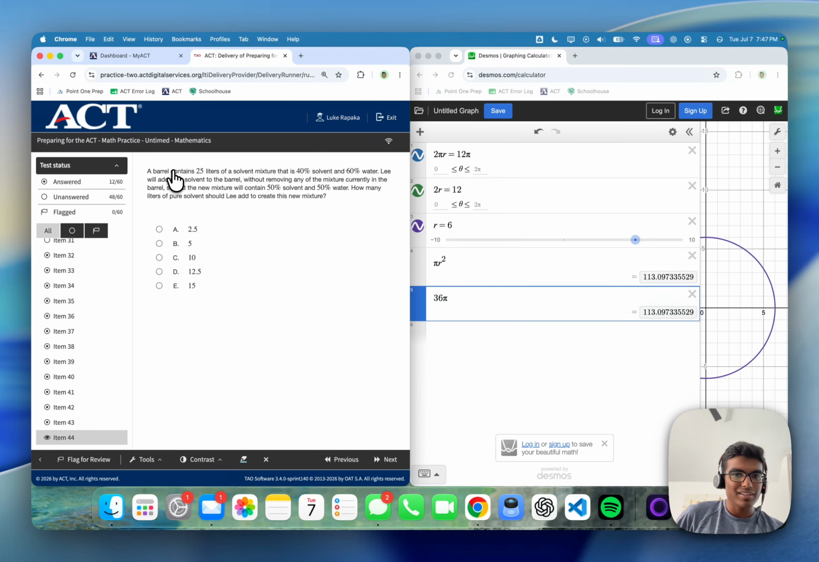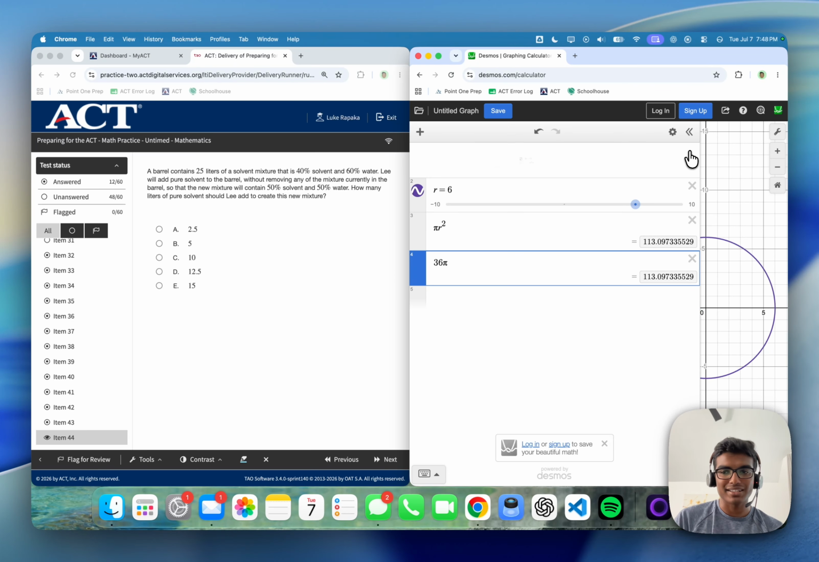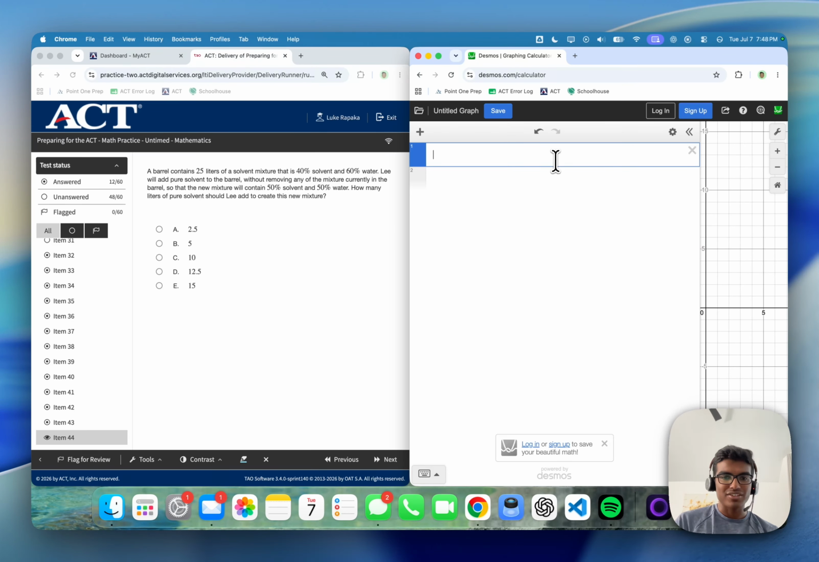Okay, a barrel contains 25 liters of a solvent mixture that is 40% solvent and 60% water. Lee will add pure solvent to the barrel without removing any of the mixture currently in the barrel. Okay, so you're essentially trying to add an amount of solvent so that the ratio is 50%, 50%. Okay, so first thing I'm going to do is multiply this out.